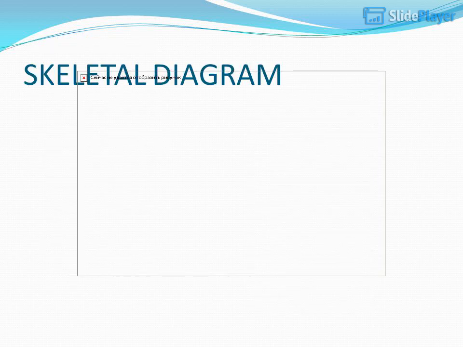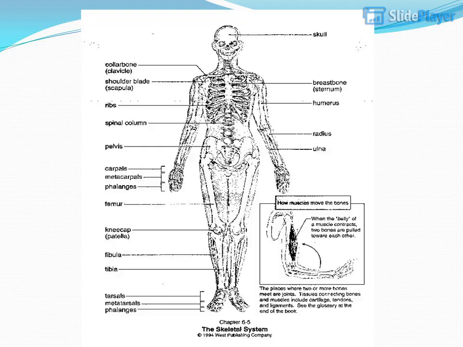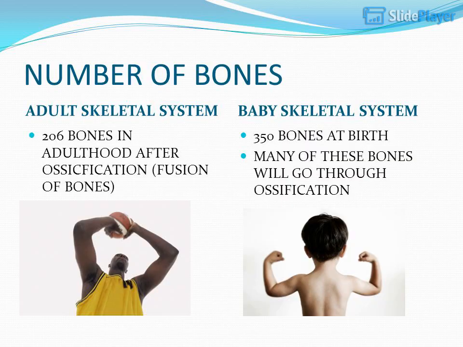Skeletal diagram. Number of bones: adult skeletal system, baby skeletal system. 206 bones in adulthood after ossification, fusion of bones. 350 bones at birth. Many of these bones will go through ossification.